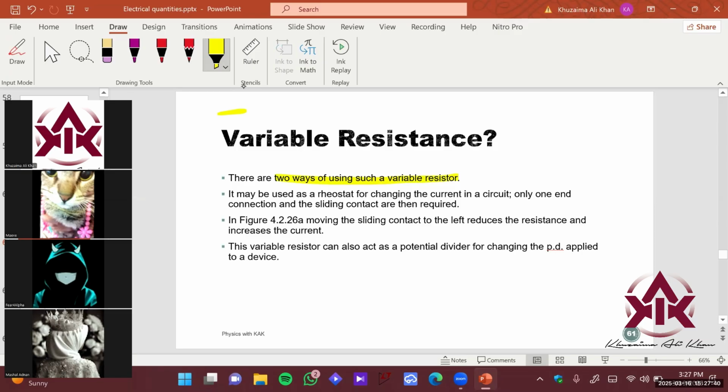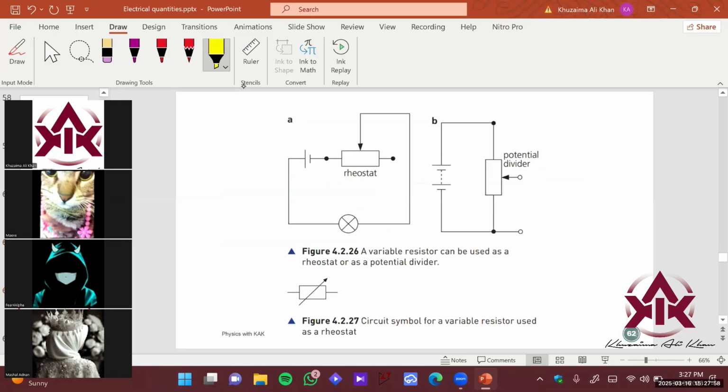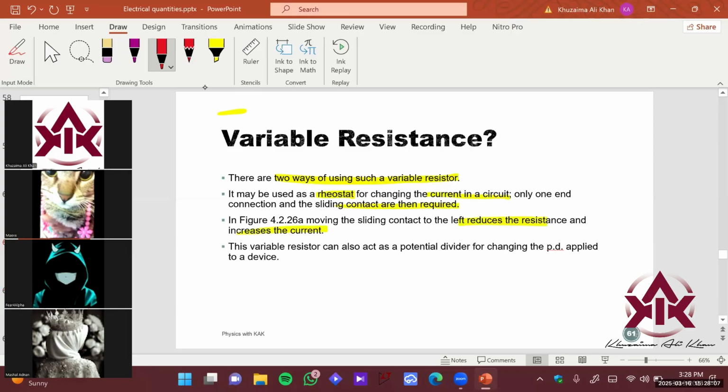The first is called a rheostat, right? You can change the current in a circuit. Only one connection and the sliding contact are required over here, right? So moving the slide contact to the left reduces the resistance and increases the current here, right? This is a rheostat. Rheostat is basically again a variable resistor. So if you move it to the left, you can see what happens. Basically moving to the left reduces the resistance here, right?